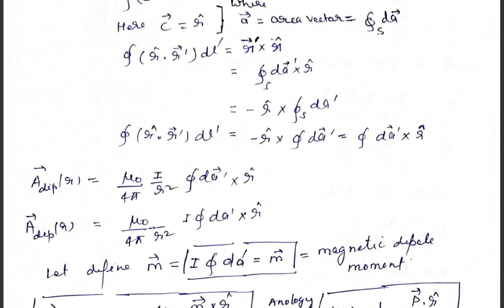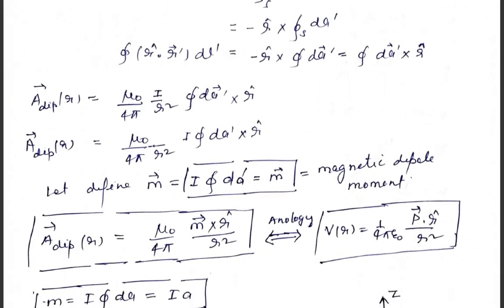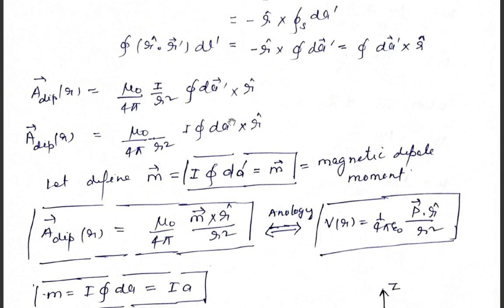So if you substitute m in place of I times the integral of dA prime vector, what will we get? The magnetic vector potential due to a dipole is equal to mu 0 over 4 pi, m vector cross product with r unit vector, divided by r square. So this is the magnetic vector potential due to a dipole.